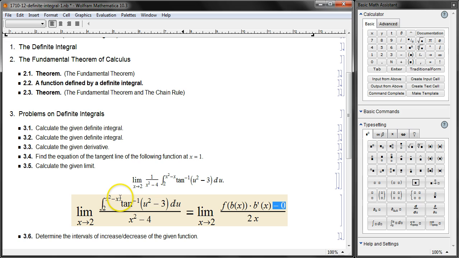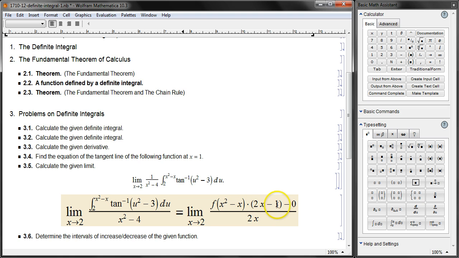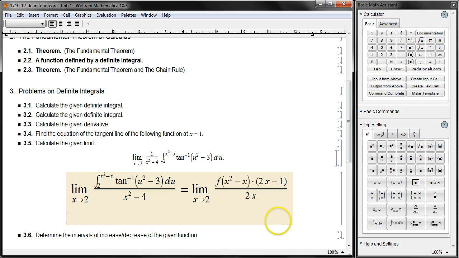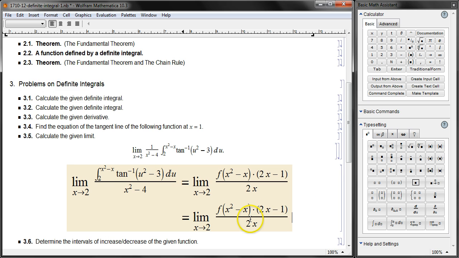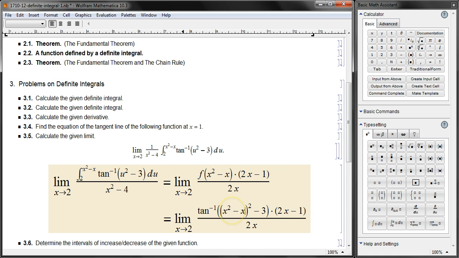Now what is b of x here? What do we have to plug in? x squared minus x, isn't it? So we have x squared minus x here. And the derivative, what's the derivative here? That's 2x minus 1. And that's what we'll have to do here. So what's the integrand here? Arctangent, okay. Put this arctangent here, except that this one is going to be x squared minus x.